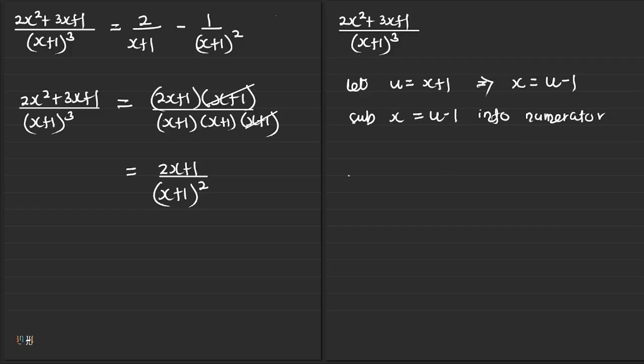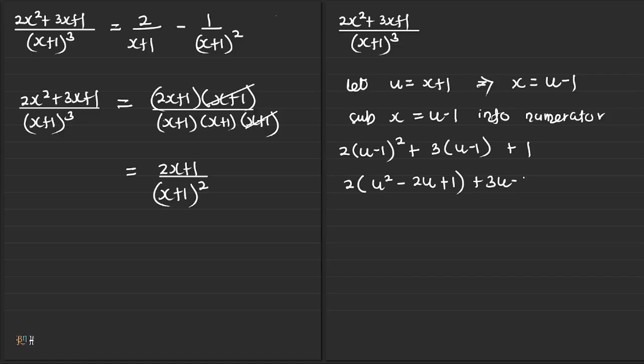And that will mean, instead of our 2x, the x now becomes (u minus 1) all squared, then plus 3. Instead of x, it becomes u minus 1. Then we have our plus 1. Then we can now simplify this. We have our 2 into bracket u squared minus 2u, then plus 1. Then plus your 3u minus 3 plus 1.